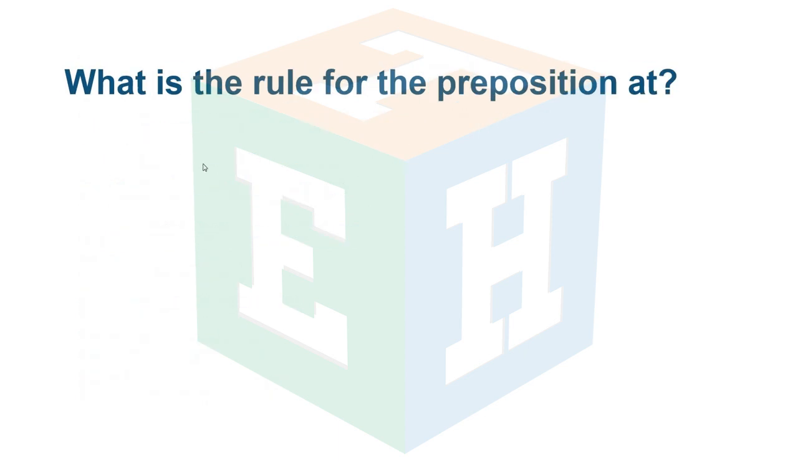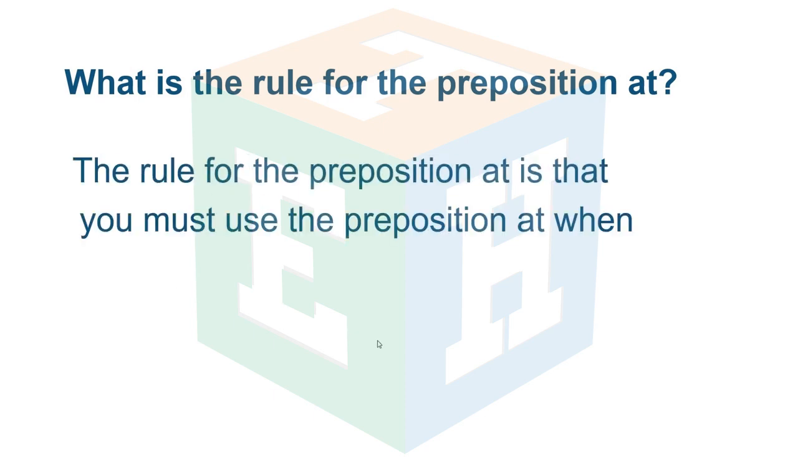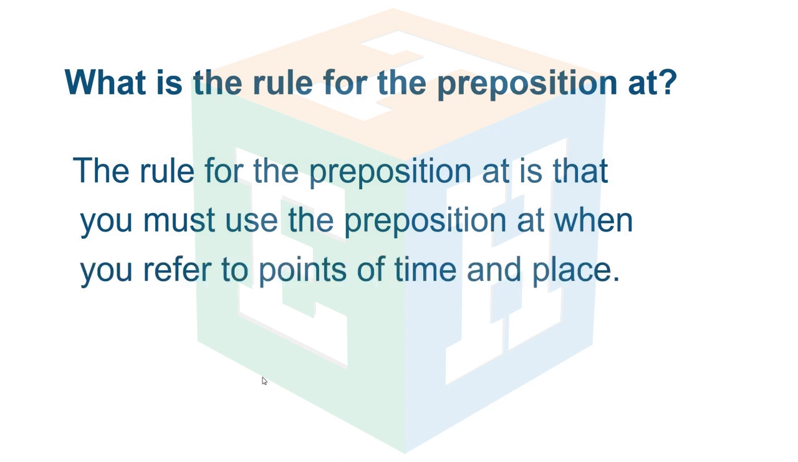What is the rule for the preposition at? The rule for the preposition at is that you must use the preposition at when you refer to points of time and place.